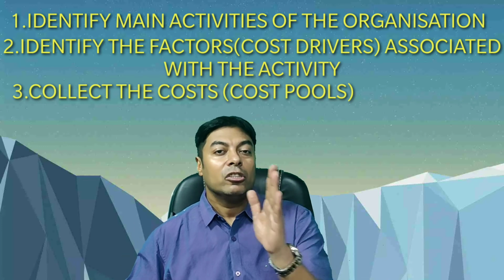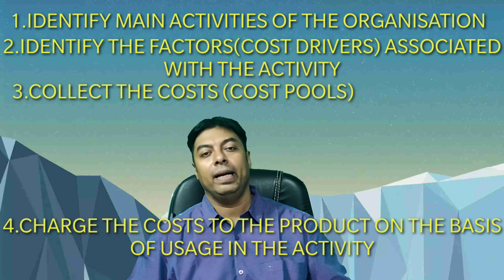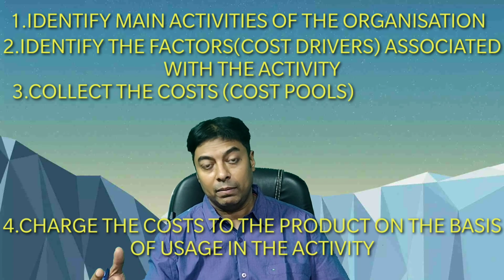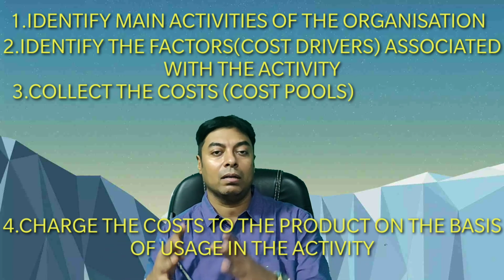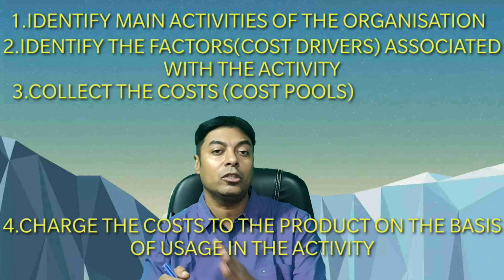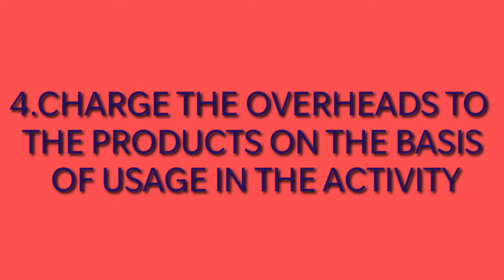And finally, charge support overheads to the factors which are causing to the products, on the basis of usage of an activity. So the fourth step is to charge support overheads to products on the basis of their usage of the activity. So this was a general idea about activity based costing.